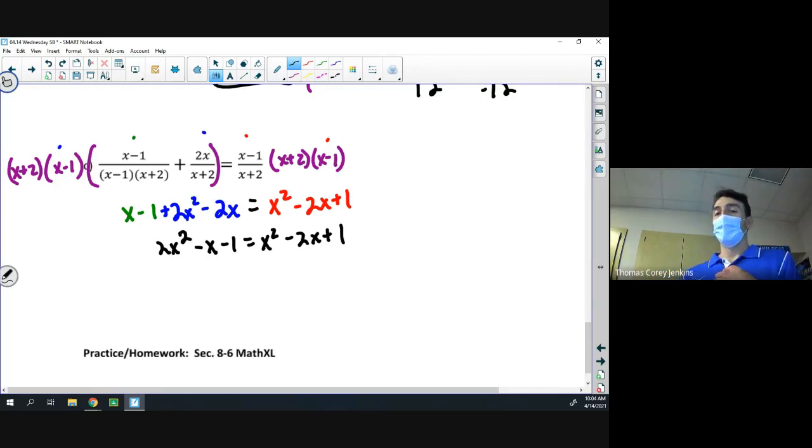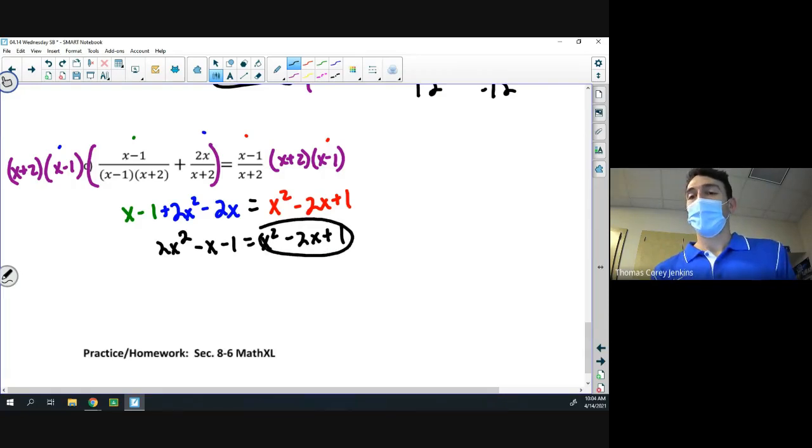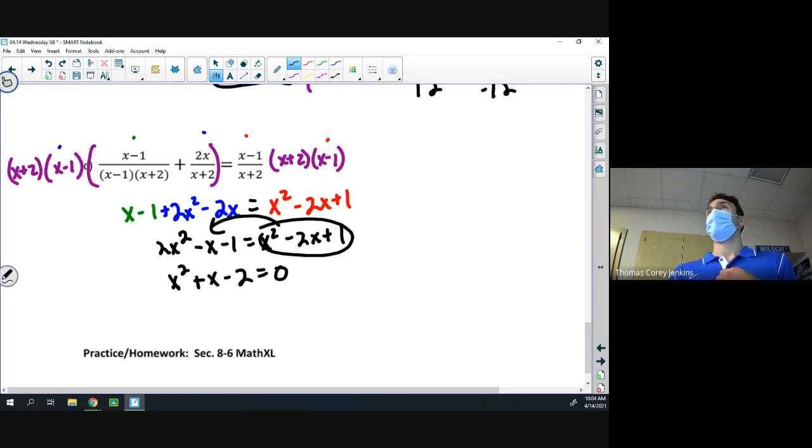And then we either want to move all the left terms to the right side or vice versa. Since I want my lead coefficient to be 1, I'll move these terms over there, right? So that would give me 2x squared minus 1x squared, which would be x squared. Negative 1x plus 2x, so that'd be plus 1x. And negative 1 minus 1 would be negative 2. Then we're in standard form.